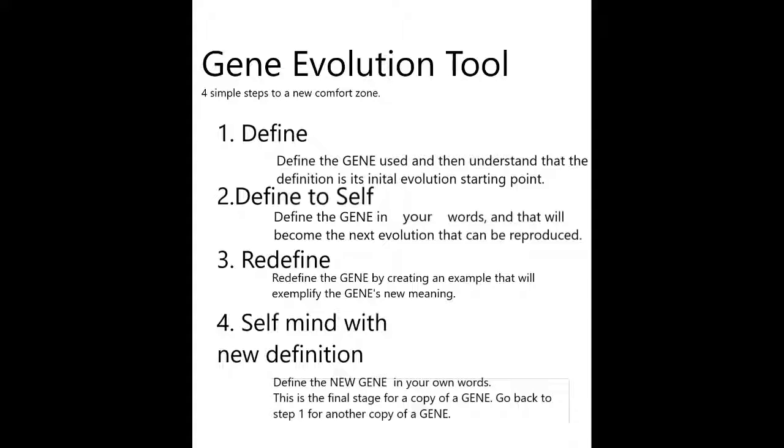Step number 4, self-mind with new definition. For the final step, define what the gene means to you. If needed, go back to step 1 for a next evolution. When it says for next evolution, it means you can create a third gene copy for another evolution. Keep in mind, you can only keep up to 16 gene evolutions and no more than that.